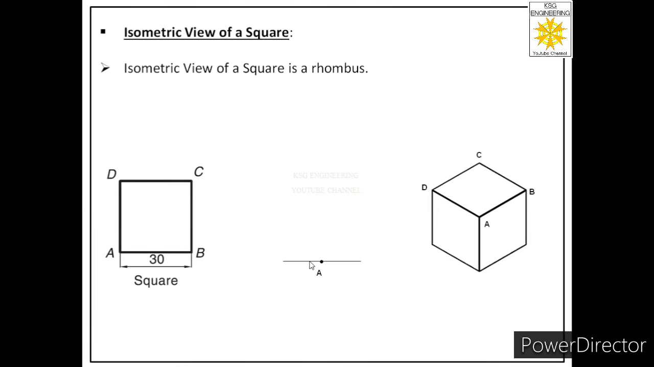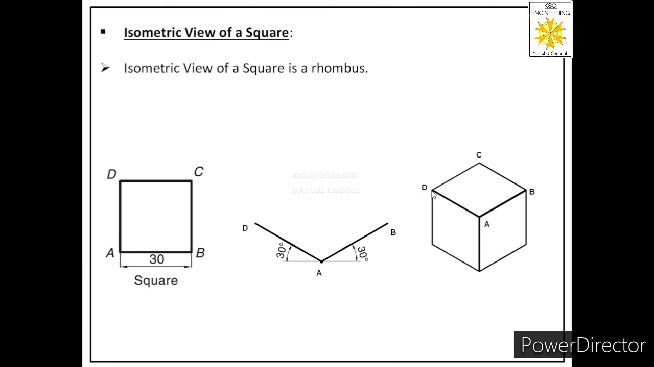So what we will do, we will put our protractor at this point and we will draw two lines of 30 each at an angle of 30 degrees to this horizontal line. So those will be called as two isometric axes. So on the left of A we have point D, on the right of A we have point B. Now after this we have to draw these two edges.